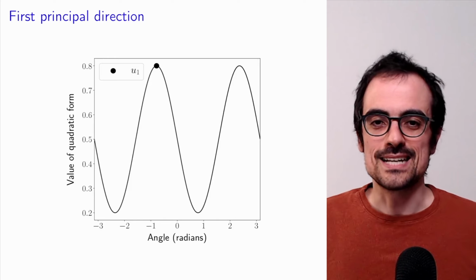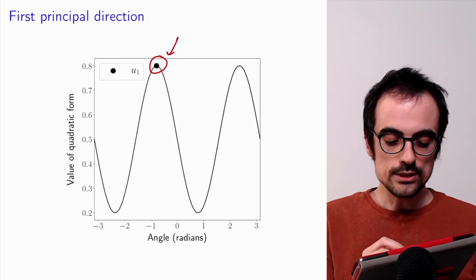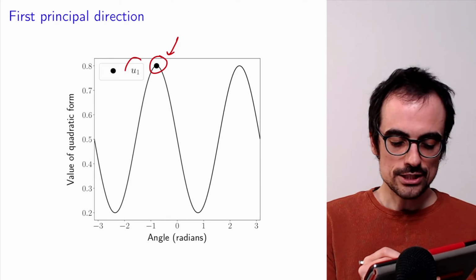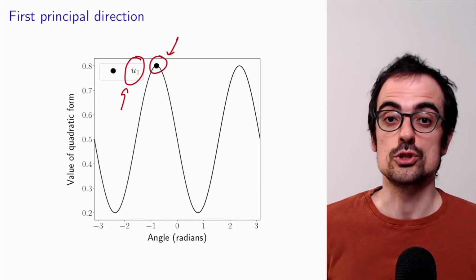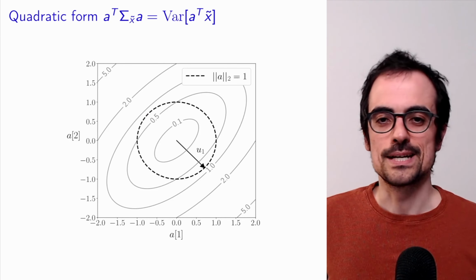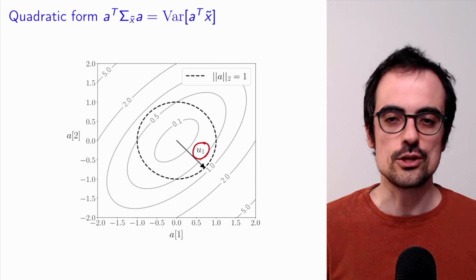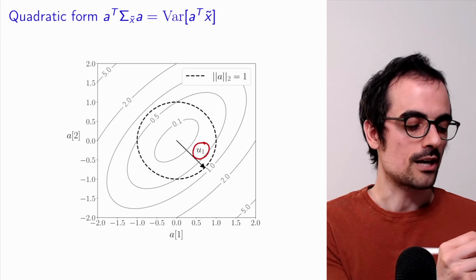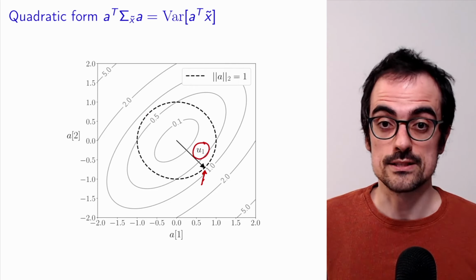Great, so that means that if we want to find this maximum in our example, it's going to occur in the direction of the first eigenvector of the covariance matrix that I showed you before, and that is indeed the case. So on our picture of the quadratic form, this is the vector on the unit circle that achieves the largest value for the quadratic form, which corresponds to the largest variance.